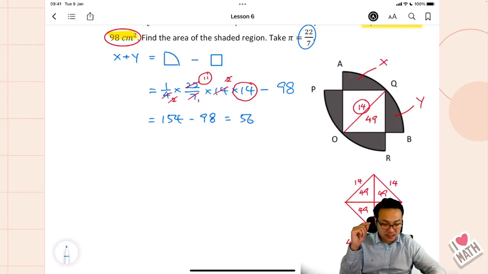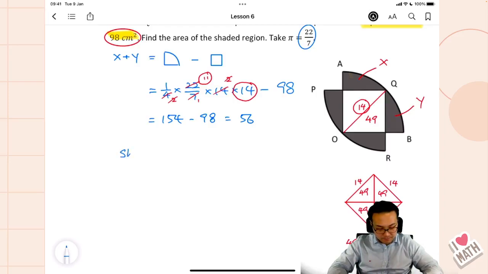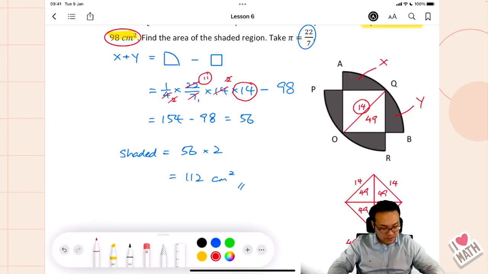I know that my x plus y is 56. So what's the area of the shaded part? X plus y, another x here and another y here, right? So x plus y times 2 lah. Okay? There you go. That is the area of my shaded part.